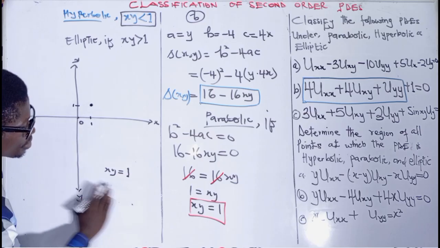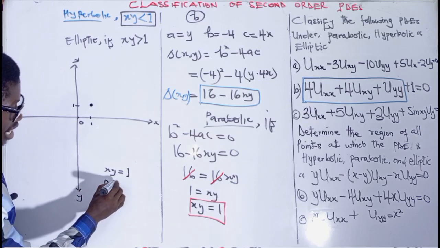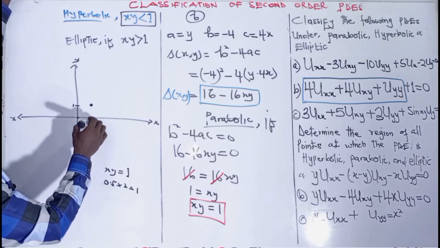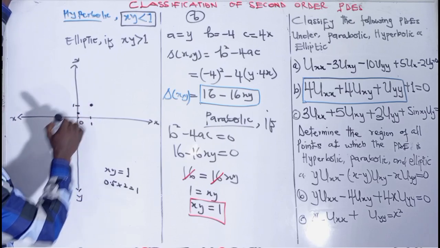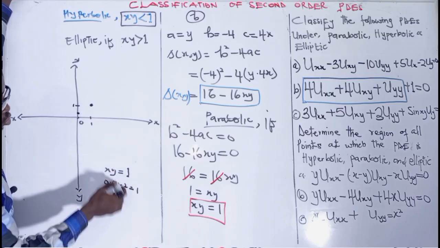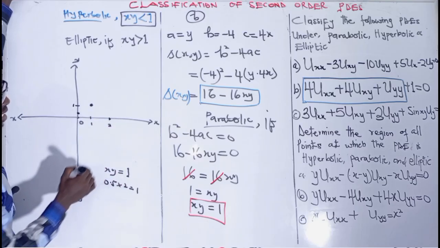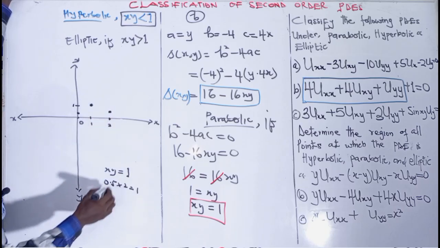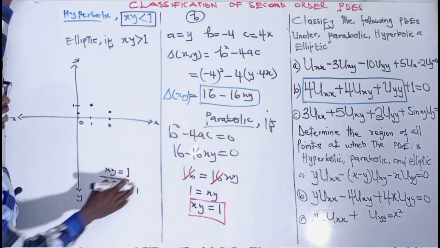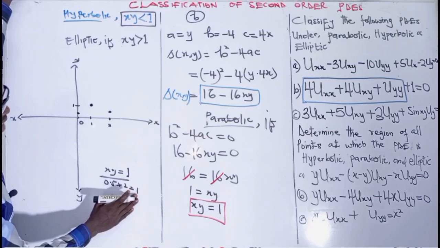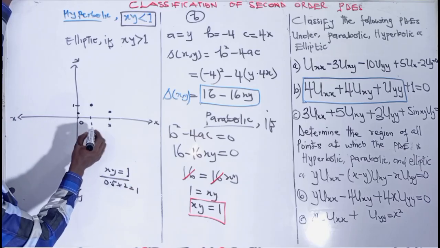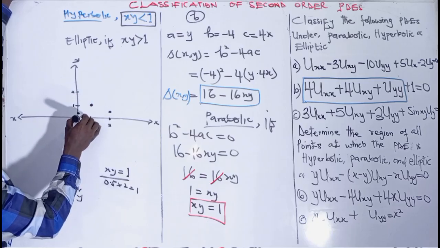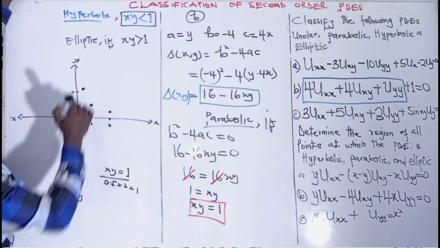You can also see that when we pick the point 0.5 times 2, we are getting 1. 0.5 on the y-axis and then 2 on the x-axis. So we are going to have the point to be here. It is giving us 1, so it satisfies the parabolic equation. Then we can also plot 2 on the y-axis and 0.5 on the x-axis. So we have another point here.